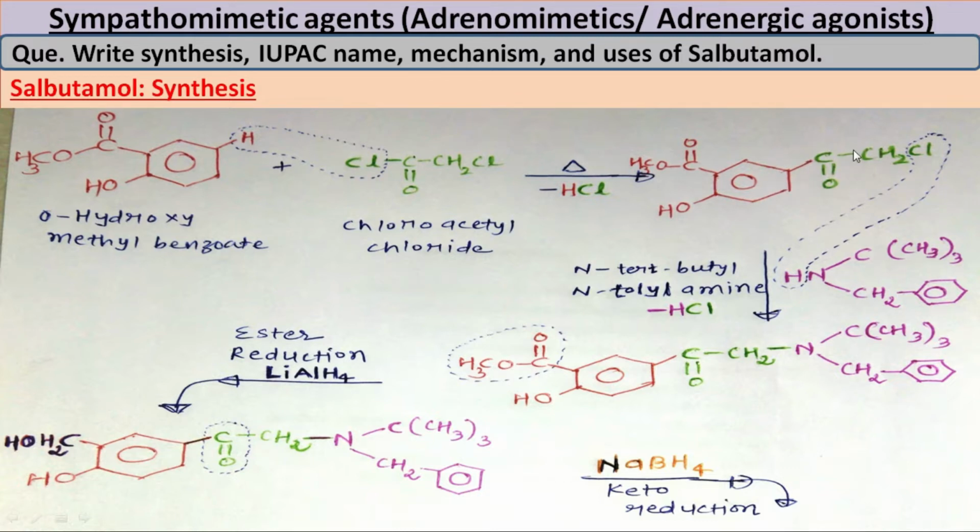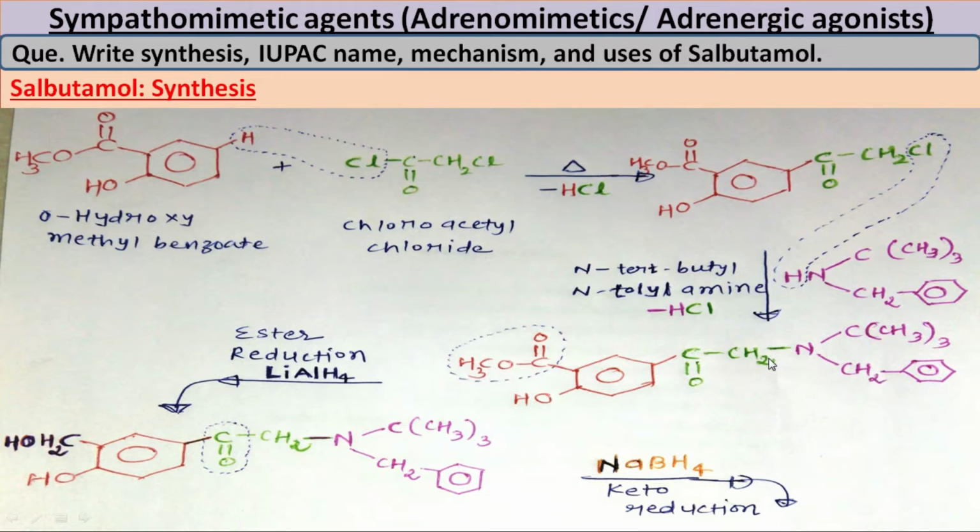The resultant compound will be then treated with N-tertiary butyl N-tolulyl amine. This is N-tertiary butyl N-tolulyl amine. Due to this reaction, hydrogen from this amine and chloro from this molecule will be liberated as hydrogen chloride. These two molecules will be condensed and will result into this compound.